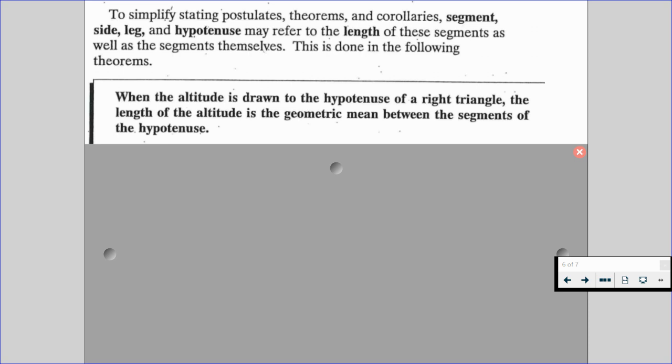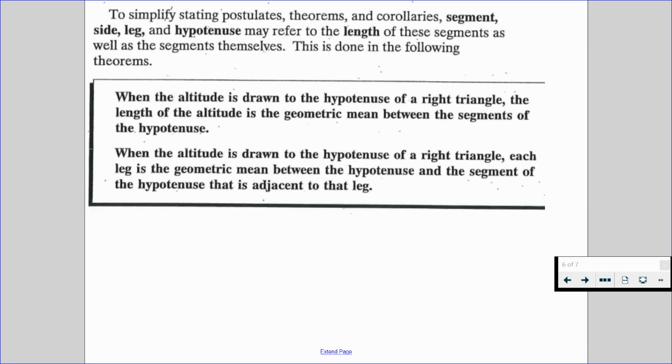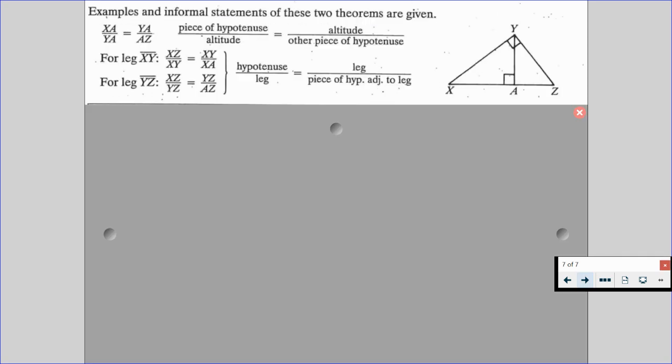This is why we're introducing geometric mean prior to this, because we can now apply it and say that the altitude drawn from the right triangle to the hypotenuse is the geometric mean between the segments of the hypotenuse. And likewise, when the altitude is drawn to the hypotenuse of a right triangle, each leg is the geometric mean between the hypotenuse and the segment of the hypotenuse. In the next slide, I'm going to be going through some examples here. So some examples and informational statements of these two theorems are given.